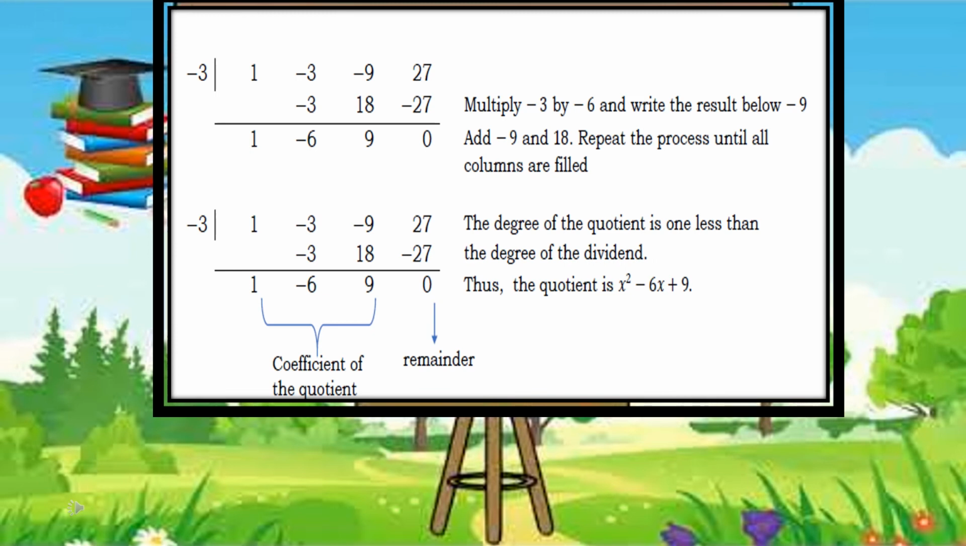If we go back to our given, the dividend's exponent is 3, so we're just going to subtract 1 from the exponent. So that is x squared minus 6x plus 9. Here we have the coefficients of the quotient, and the remainder is 0.